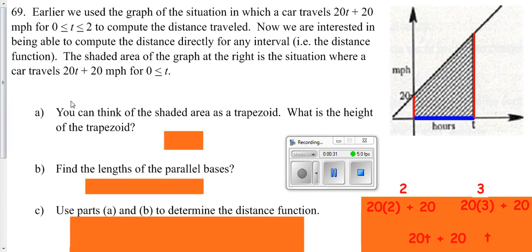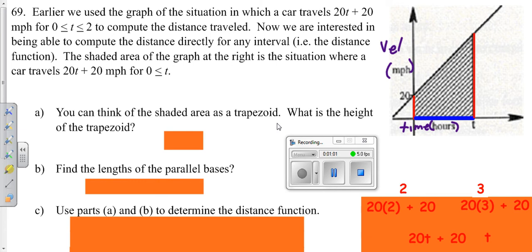And you should remember or realize, hopefully by now or close to now, that when you have a velocity time graph, the shaded area right here, underneath the curve, is representing your distance. So we need to go ahead and find the area of this trapezoid.